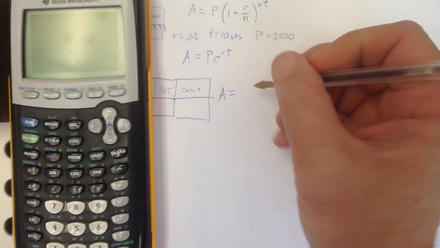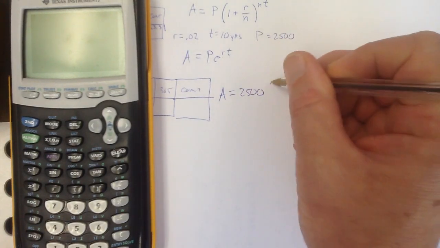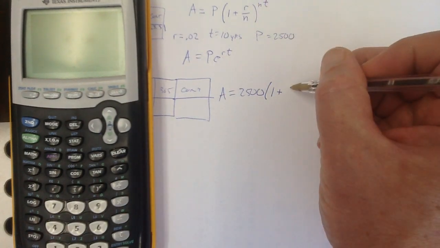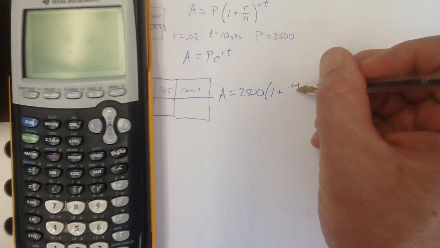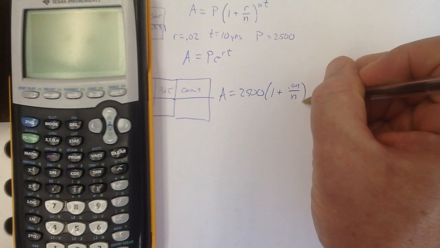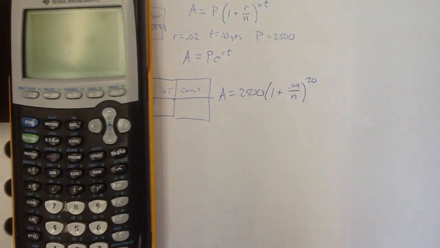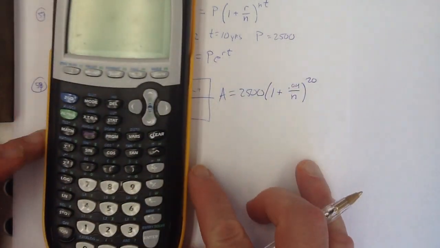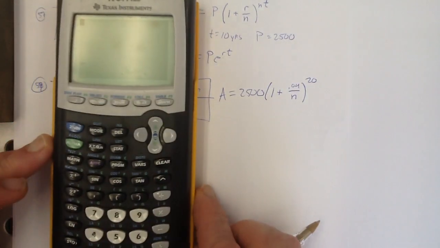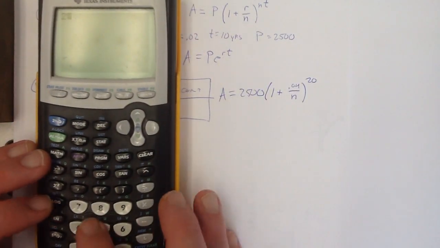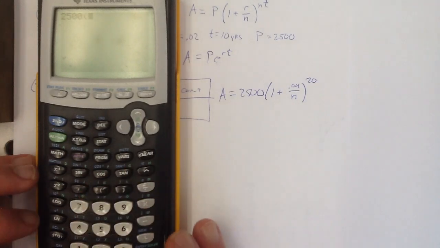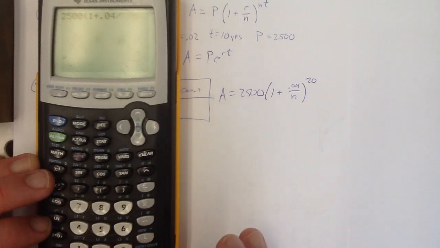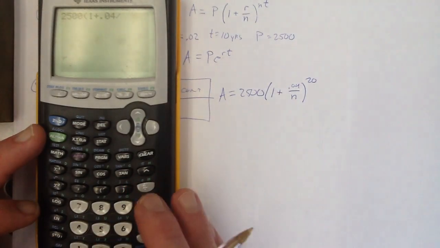So my principal is still 2,500. 1 plus my R is 4%, 0.04, divided by the N is going to change, and the T is 20. So N is the only thing that's going to change as I go through the table in this problem, right? So instead of doing it the way I did storing all those letters, let's try this instead. Let's try 2,500 times 1 plus 0.04 over, for the first one it's going to be 1.